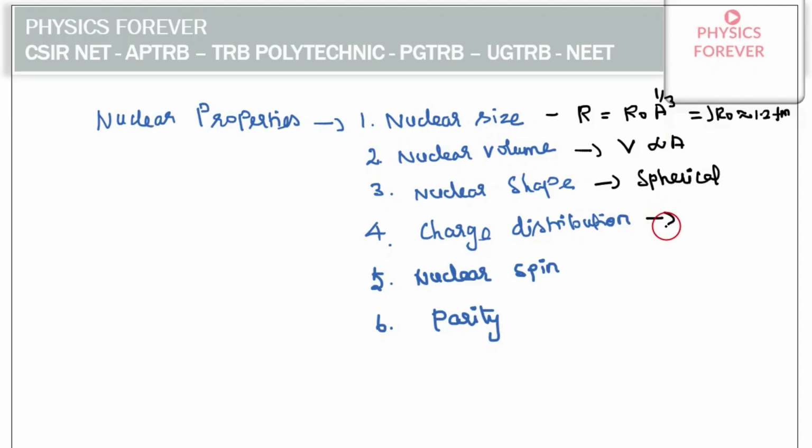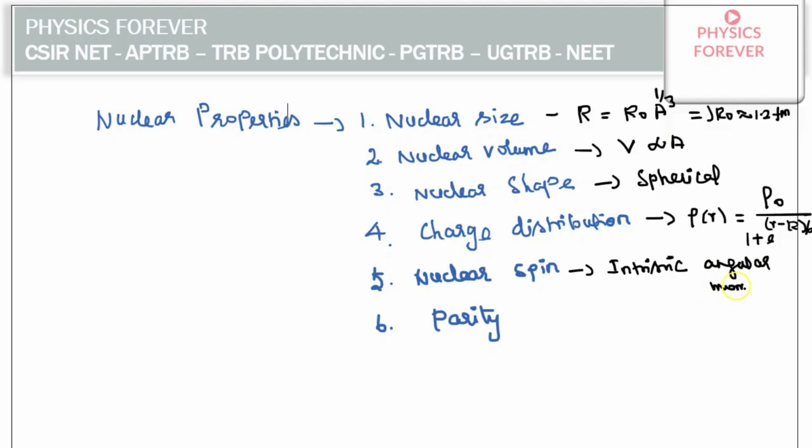So then charge distribution, the most important formula: rho of R is equal to rho naught by 1 plus exponential of (R minus R naught) by A, where A is approximately 0.5 Fm. Okay, the nuclear spin is the intrinsic angular momentum. Then parity is minus 1 to the power L. Okay.